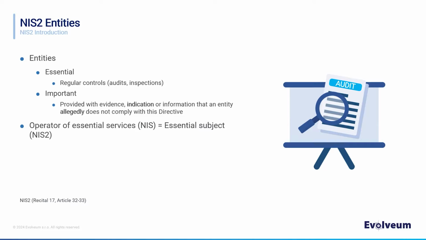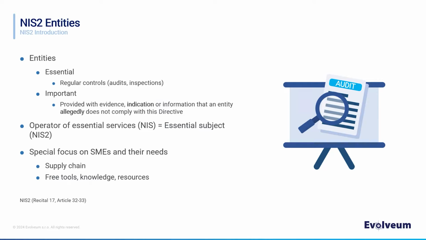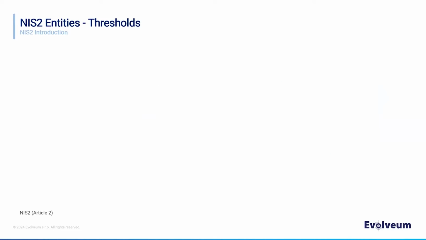Current operators of essential services from NIS will be transformed to essential subjects in NIS2. And NIS2 has a special focus on SMEs and their needs because they are part of the supply chain, and their compromise could lead to a cascade effect, which will lead to bigger impacts in the selected member state. So the member state should prepare some free tools, knowledge base, and resources, including financial ones, to help SMEs increase their cybersecurity readiness.